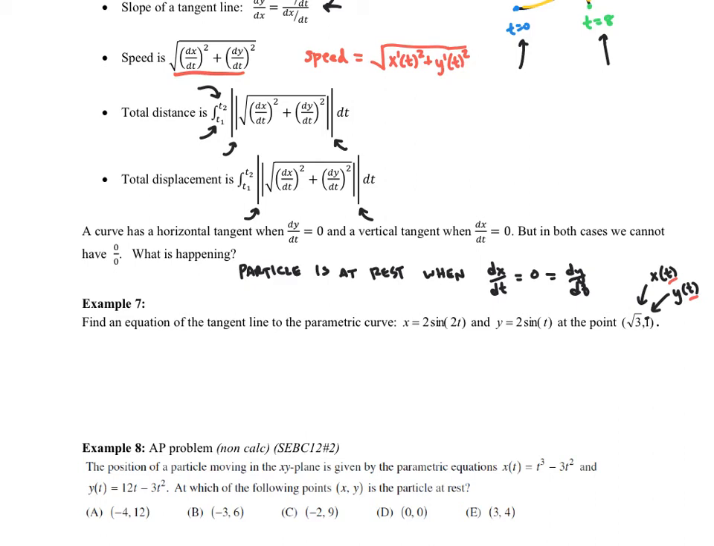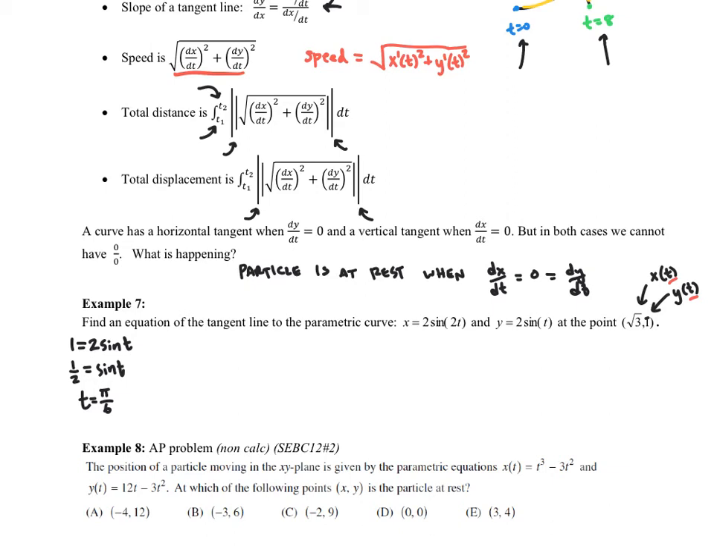I'm going to work with y(t). So y(t) equals 1 at a certain time. So I'm going to solve for t to find that time. Divide by 2, I get 1/2. How about 1/2 is equal to sine of t? And the sine of t is equal to 1/2 when t equals pi over 6.